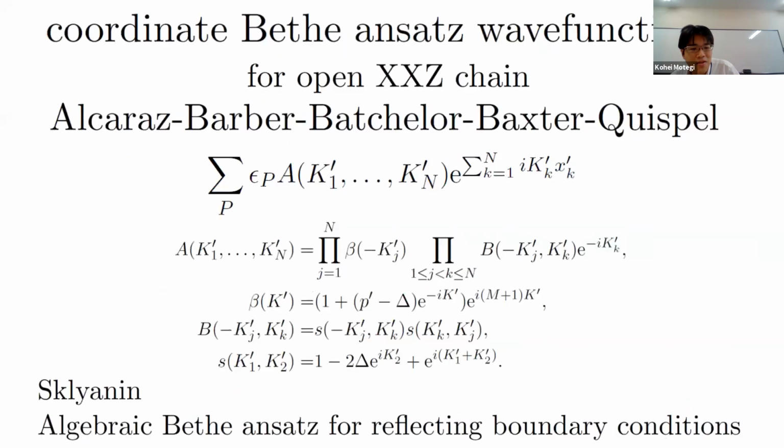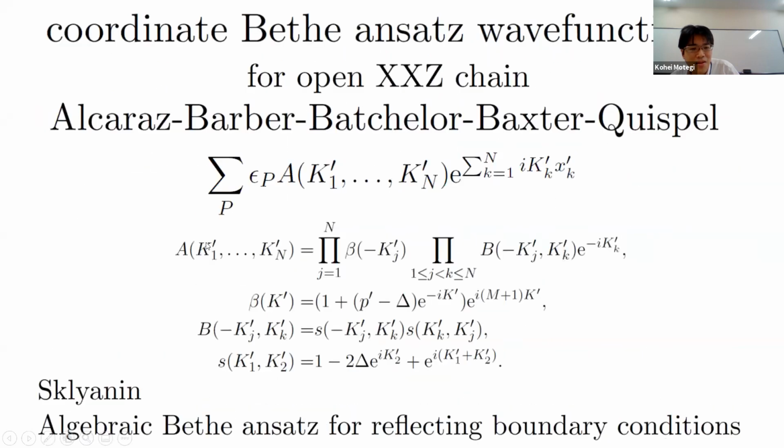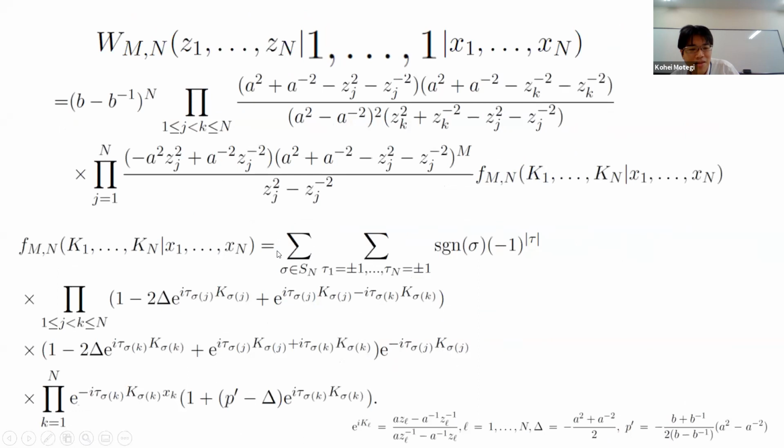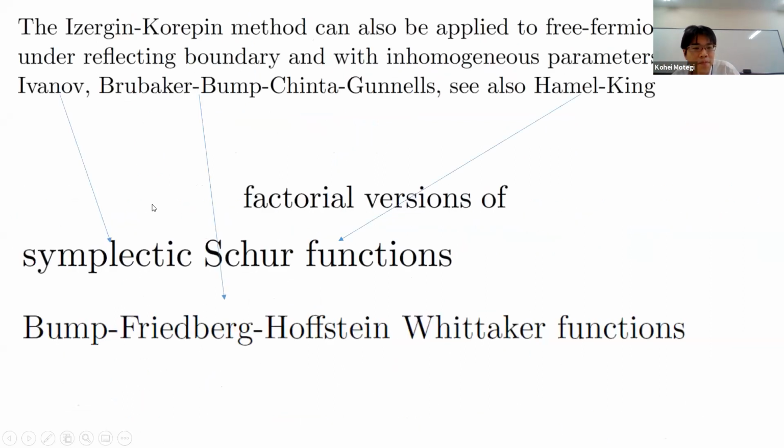It's a tiresome work to identify this one and this one, but actually you can identify them. You can see this paper for the details of the identification. I'll also present the case for the free fermionic models.